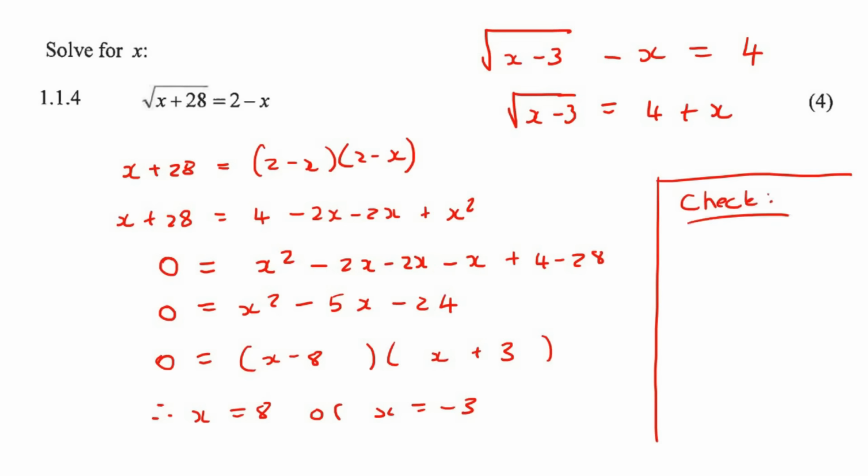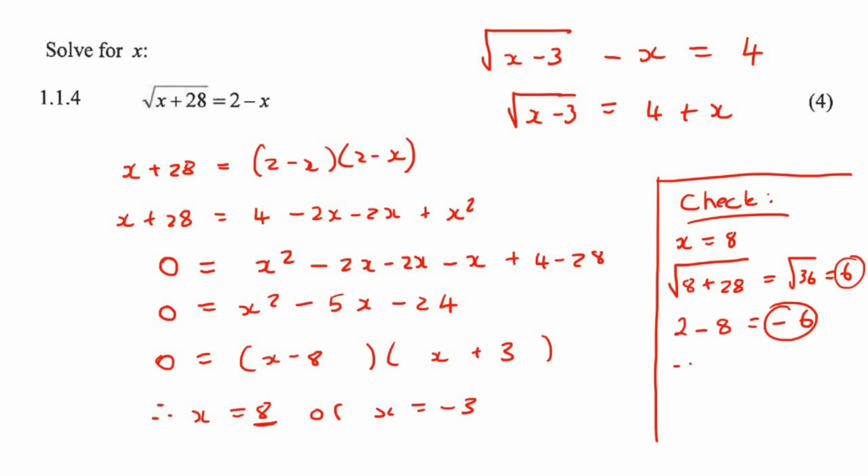So how do we do the check? It's very easy. You take this number 8 and you plug it into the left-hand side, and you also plug it into the right-hand side, and you see if you get the same on both sides. So let's use x equals 8 first. If you plug 8 in on the left, what do you end up with? You end up with the square root of 36, which is 6. Now if we plug it in on the right hand side, you get 2 minus 8, which is minus 6. So can you see that these two numbers are not the same, and we can say therefore x equals 8 is not a solution.